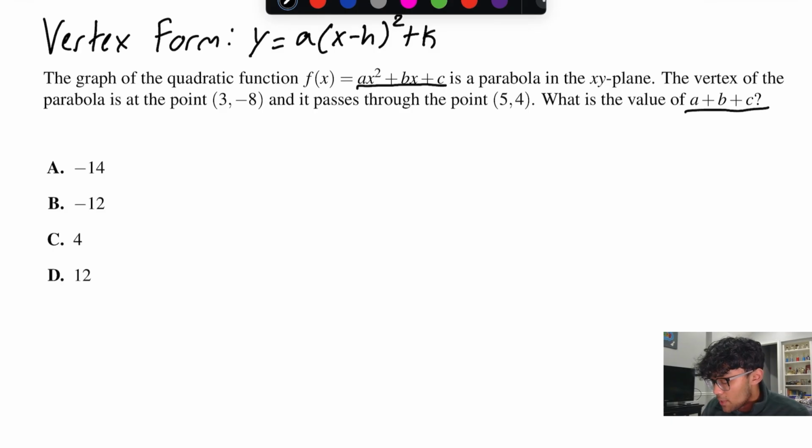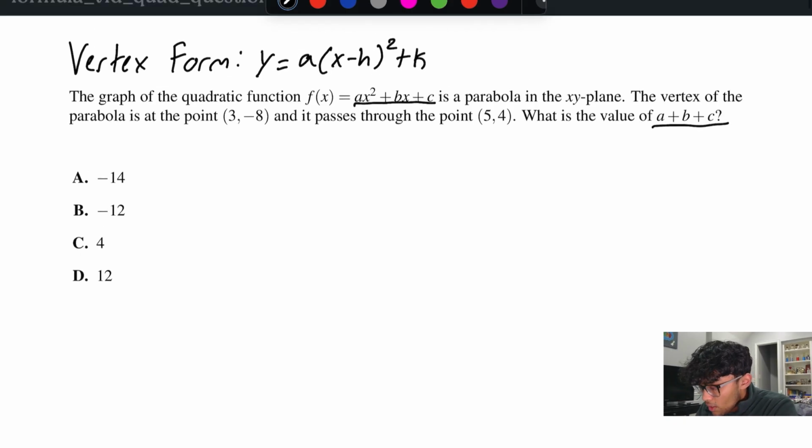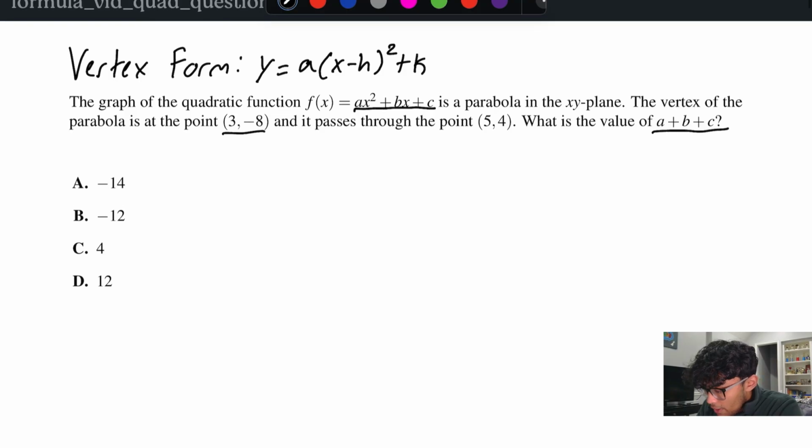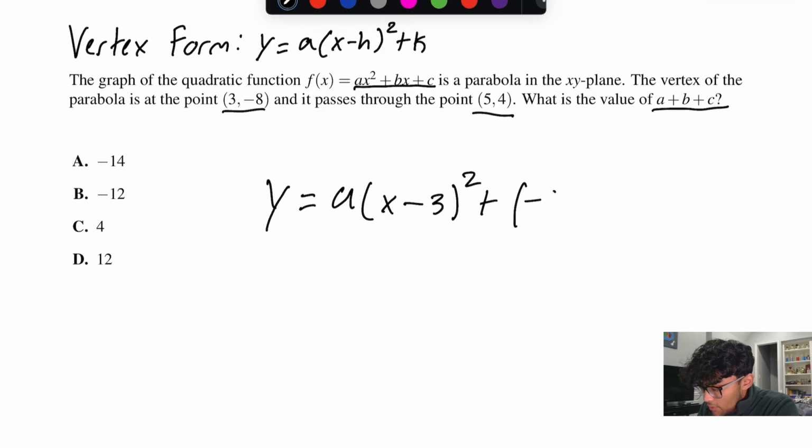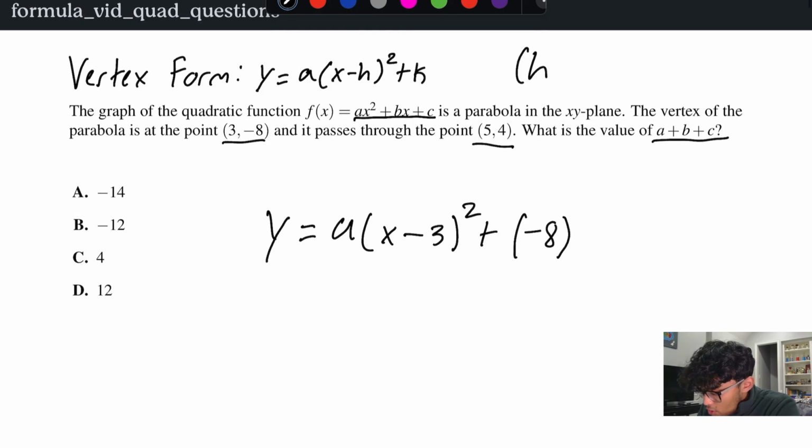So a plus b plus c is referring to the quadratic standard form ax squared plus bx plus c. We basically need to find the sum of these constants. They also tell me that there's a point at (3, -8) and a point at (5, 4). The point at (3, -8) is the vertex, right? So we can plug that into our vertex form: y equals a times (x minus 3) squared plus the y-coordinate, which is k, in this case -8. Let me also mention that (h, k) is the vertex.